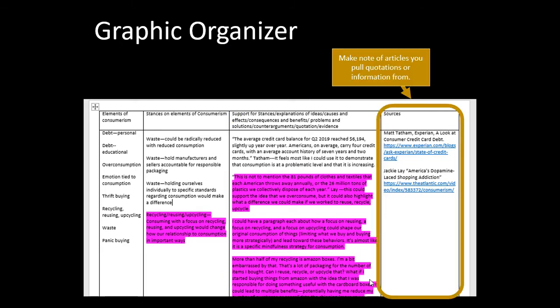And then this fourth column is where you make note of the articles you pull quotations or information from so that you remember where you got things and you can easily access those sources.